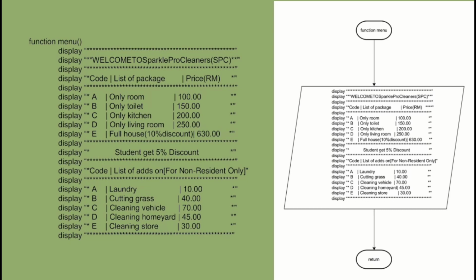The packages include options for cleaning an individual room, the entire house, and specific areas like the kitchen or toilet. If you choose a full house, you will get a 10% discount, and if you are a student, you will get a 5% discount on all the packages. The function then displays a separate table of add-on services which are only available to non-resident customers. These add-on services include laundry, cutting grass, cleaning vehicle, cleaning the home yard, and cleaning store. After displaying all the information, the function will end.